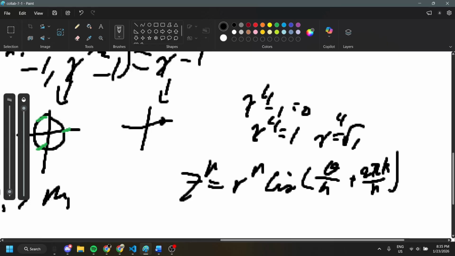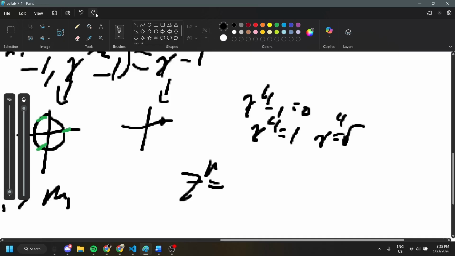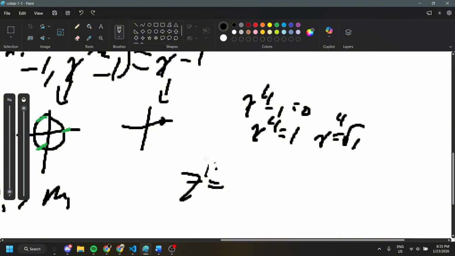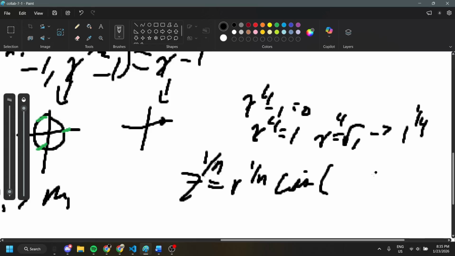Oh no, I'm lying. What I need to do is, it's 1 over n, is equal to r to the 1 over n cis of, because this is 1 to the 1/4, 1 over n, cis of theta over n plus 2 pi k over n.